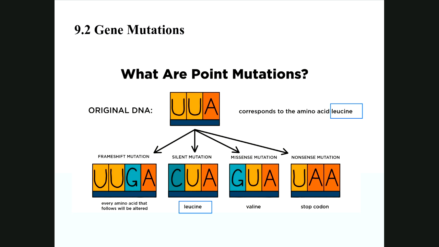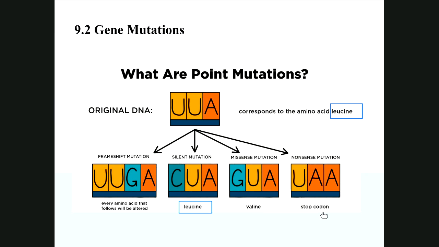The next one, though, is a missense mutation. And that one is going to be a changed amino acid. So in this example, we have GUA instead of UUA. And that is going to instead code for valine, which is obviously not leucine. So that's a different amino acid. This has caused a mutation that will be evident in the bacteria.